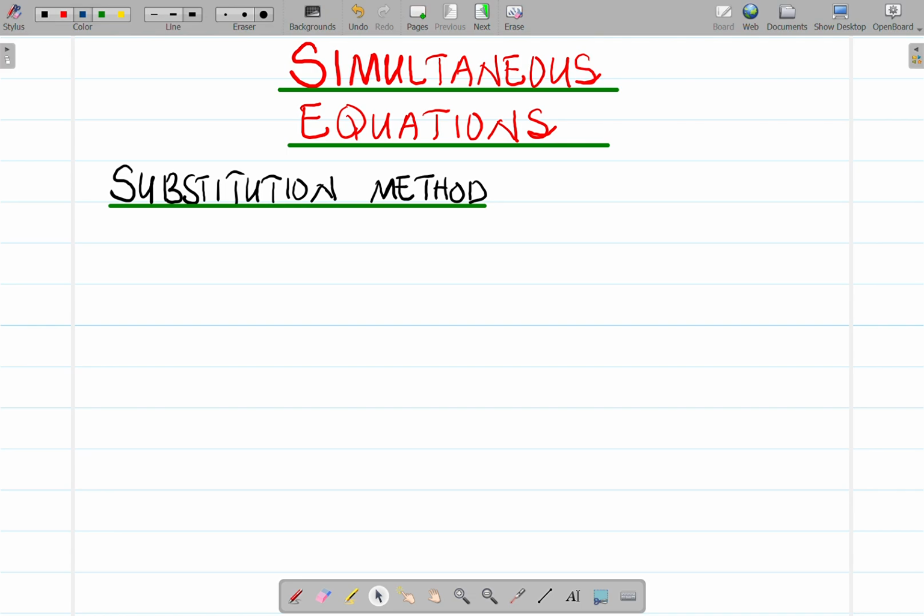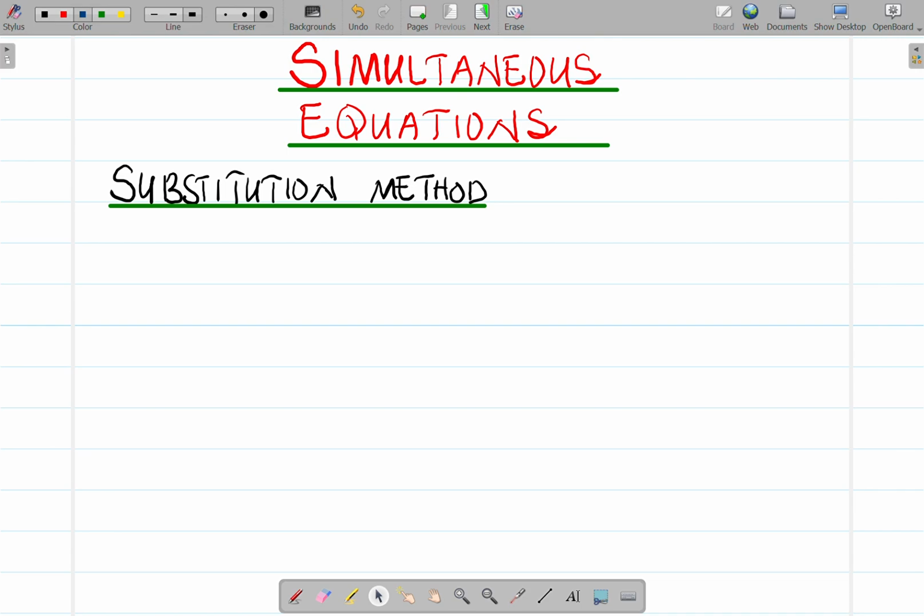This video, if you stay with me up to the end of it, you're going to know how to solve simultaneous equations. The purpose of this video is to make you understand how you can go about solving them. In this one, we're going to look at the first method. There are many methods, but this video is going to concentrate on the substitution method.